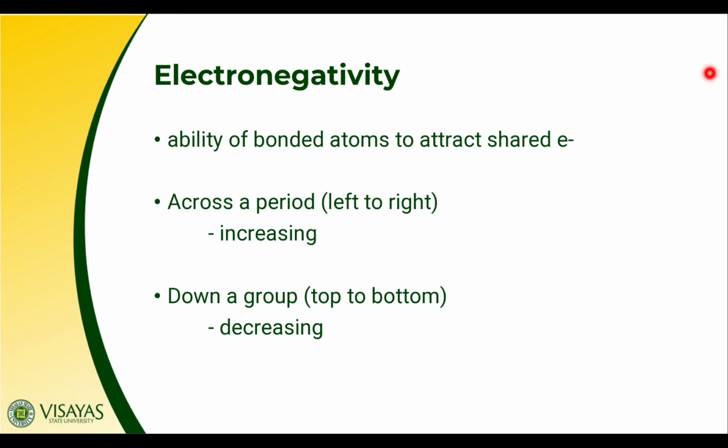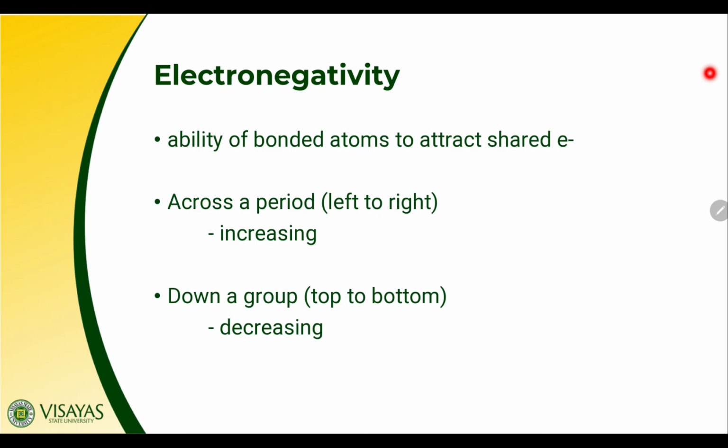The next periodic trend is electronegativity. This is the ability of bonded atoms to attract shared electrons. When I say shared electrons, it is actually in a covalent bond, which we will discuss in the next module. The trend for electronegativity is increasing from left to right and decreasing from top to bottom.